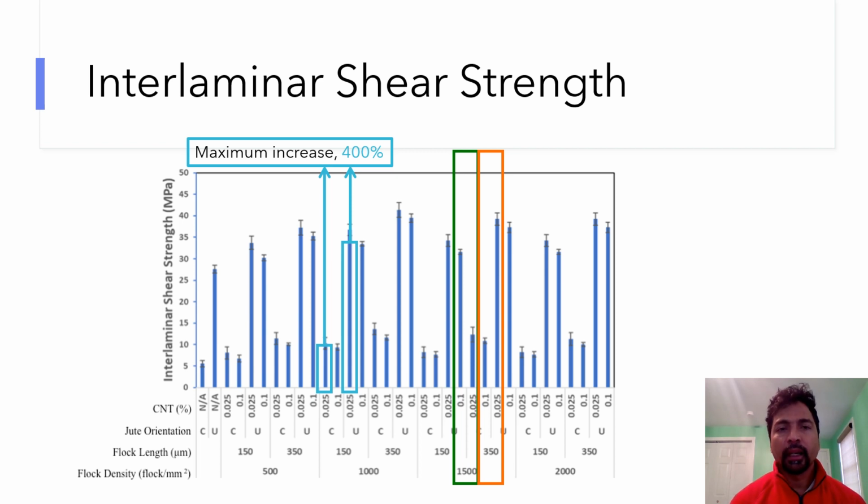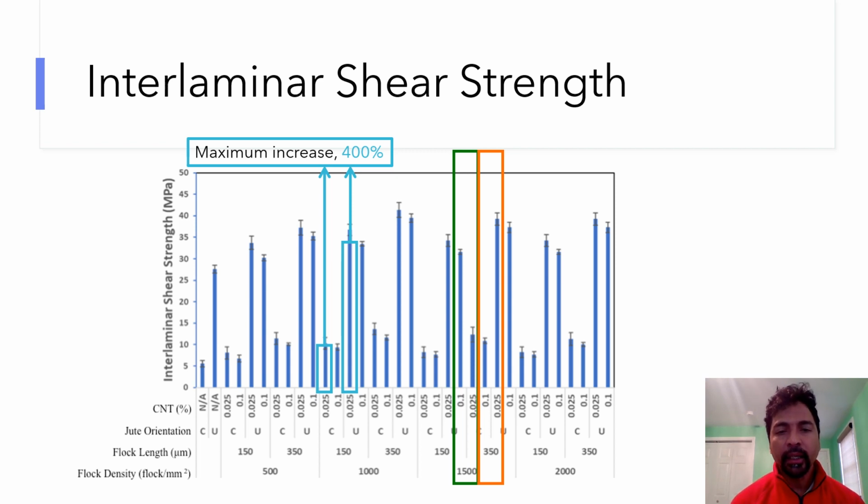Coming to the results, I have interlaminar shear strength here. The interlaminar shear strength of all composites is shown in this slide. It is very cluttered. I will try to explain this with the main points. The striking point you can observe from this plot is that the unidirectional composites showed significant improvement in interlaminar shear strength compared to the cross-ply composites, because the unidirectional composites have a much higher contact area between the laminates compared to cross-ply composites.